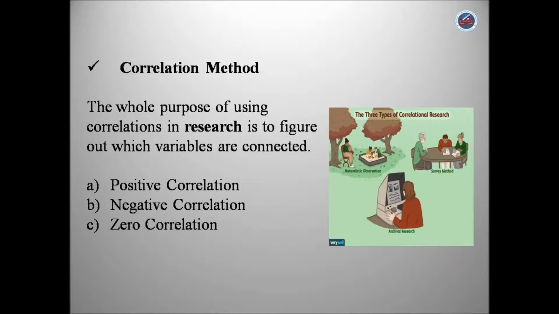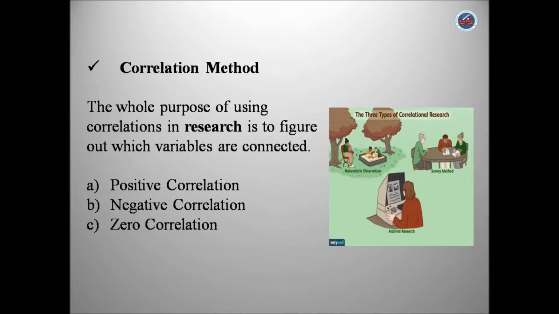And we have positive correlation, negative correlation, and zero correlation. Positive correlation means a relationship between two variables in which both variables move in tandem. When one increases, the other increases. When one decreases, the other also decreases. Negative correlation means a relationship between two variables in which when one increases, the other decreases. In statistics, a perfect negative correlation is represented by the value -1.